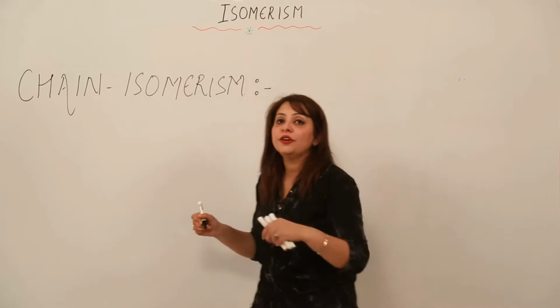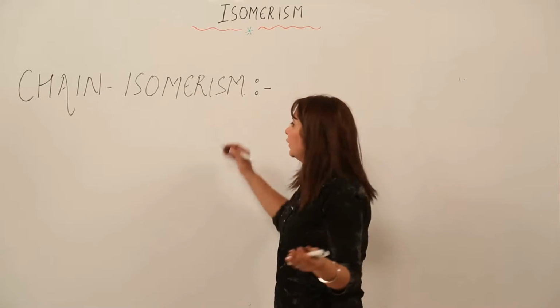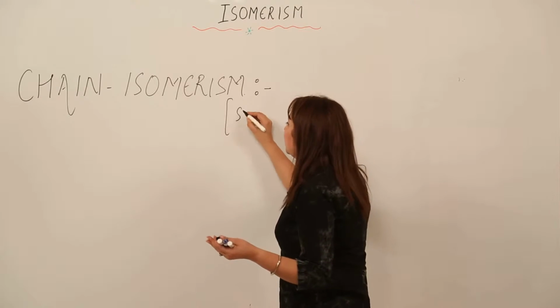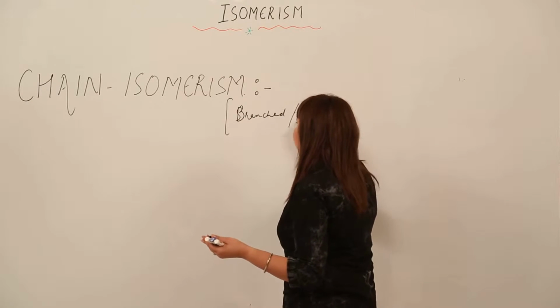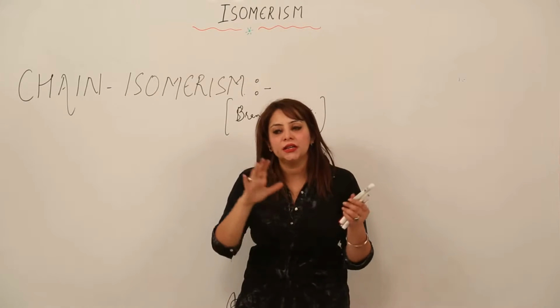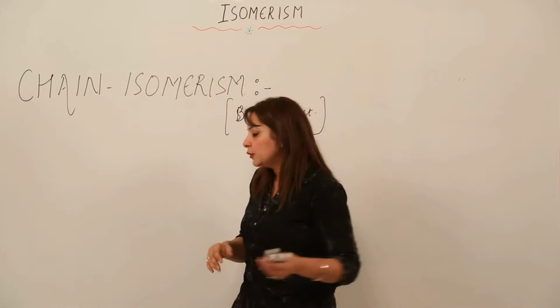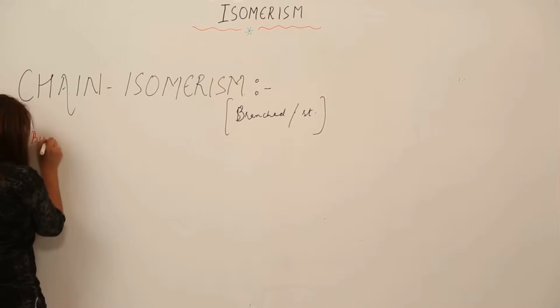Now, we know that we have mainly two kinds of nature of the carbon chain, that is the branched and straight. So they just differ in the nature of the carbon chain present in a molecule, right? So just look, for example, I have butane.